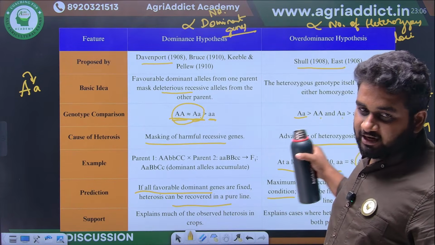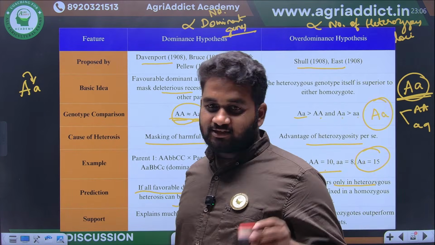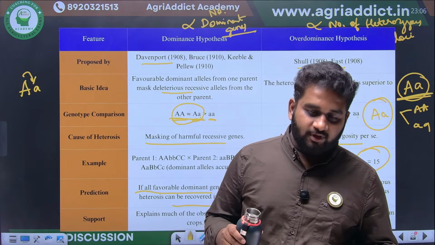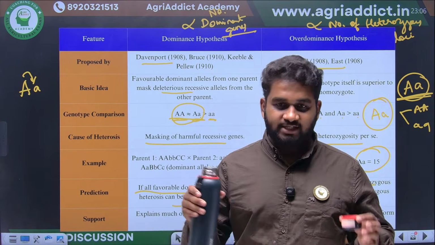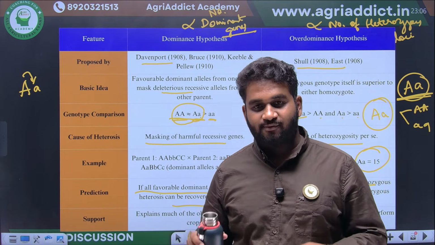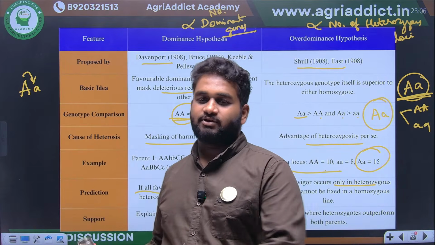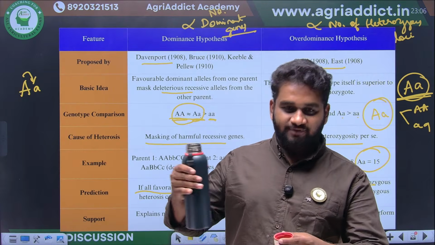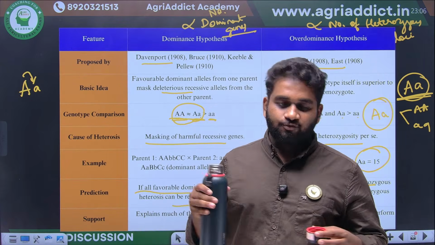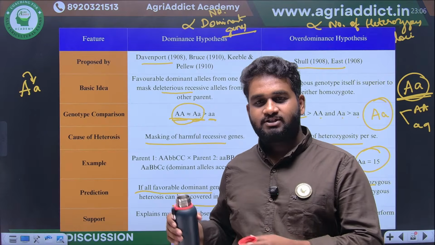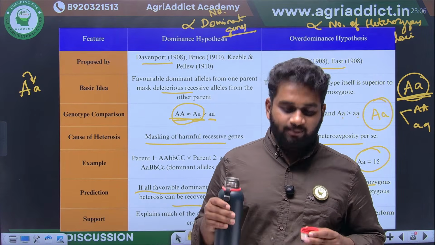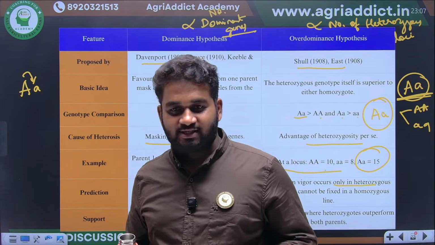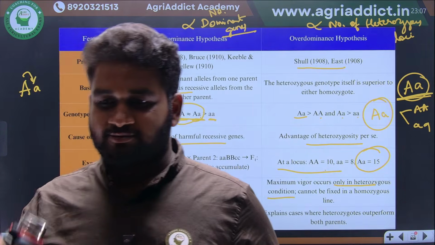And again, if I want to tell genuinely, at this particular era, if anyone asks you, the best answer should be that it is a cumulative effect of dominance, over-dominance, and epistatic hypotheses. Now we have understood the different hypotheses and different phenomena, so we can say that it is a cumulative effect of dominance, over-dominance, and epistatic hypotheses. But if they give you 4 options in the exam, then you can choose the most accepted one, the dominance hypothesis.